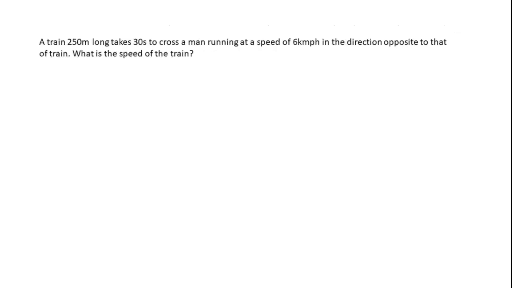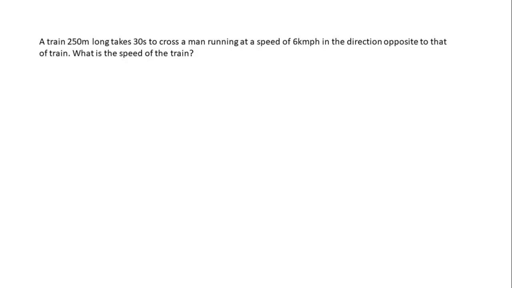This one is completed. Yeah, this question. Okay, let's get started. A train 250 meters long takes 30 seconds to cross a man running at a speed of 6 kilometers per hour in the direction opposite to that of the train. What is the speed of the train? Direction opposite to that of the train. So what is the speed of the train is the question.